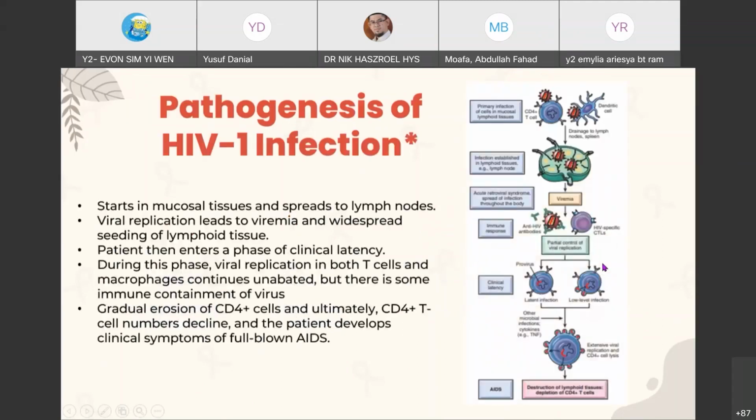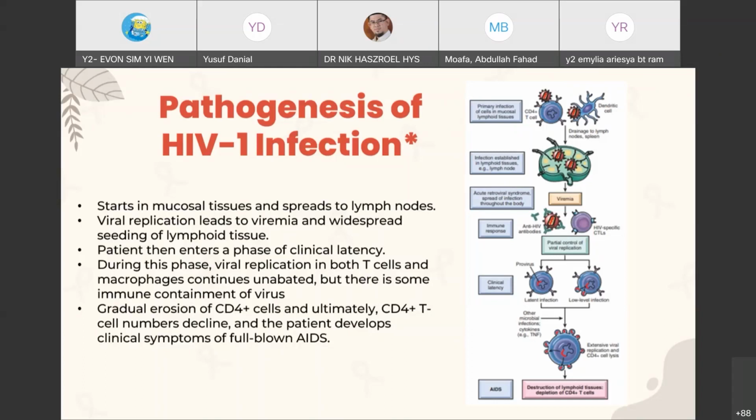So for the pathogenesis of the HIV infection, the initial infection starts in the mucosal tissues, involving mainly memory CD4 T cells and also dendritic cells, and spreads to the lymph nodes. And the viral replication leads to viremia and also widespread seeding of the lymphoid tissue. And the viremia is controlled by the host immune response, which is shown in the diagram. And the patient will then enter a phase of clinical latency.